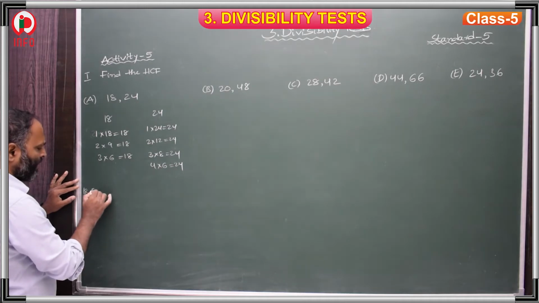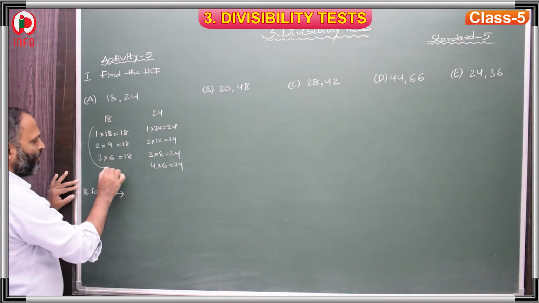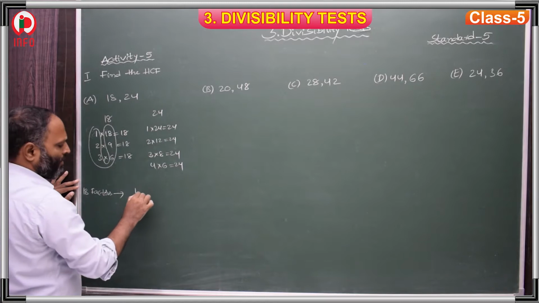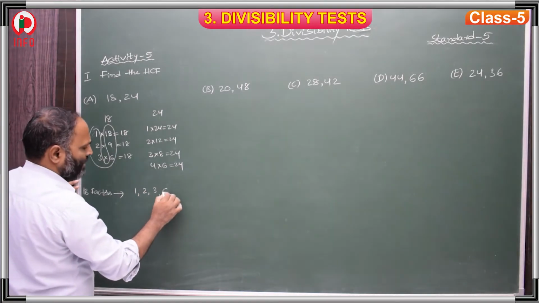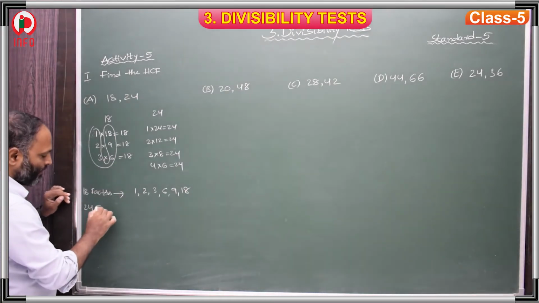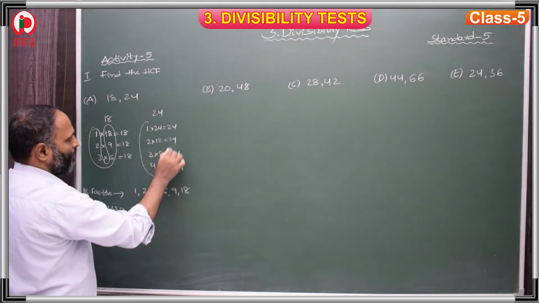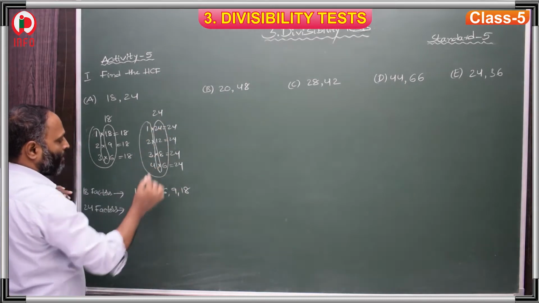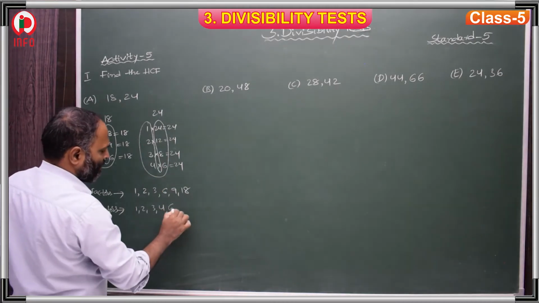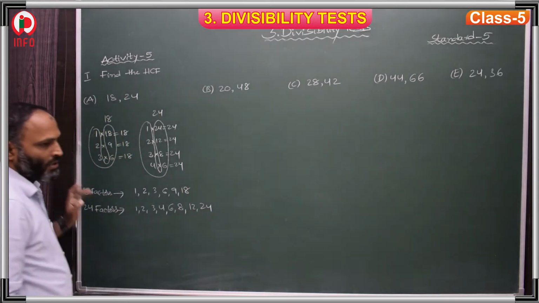What are the 18 factors? In U shape you have to take 1, 2, 3, 6, 9, 18. Then the 24 factors, in U shape: 1, 2, 3, 4, 6, 8, 12, 24. These are the factors.